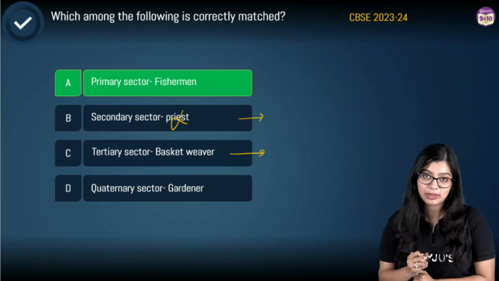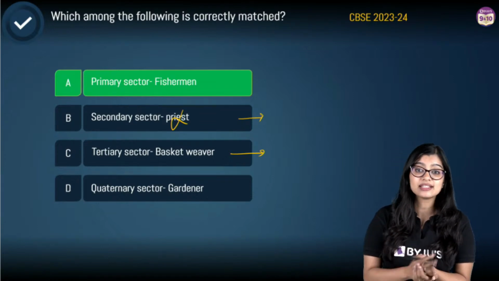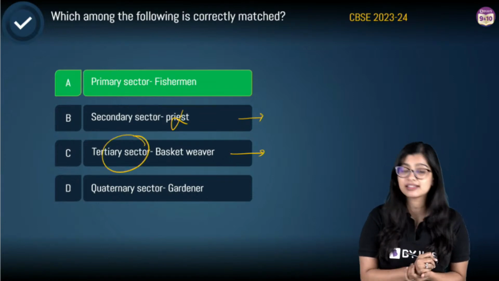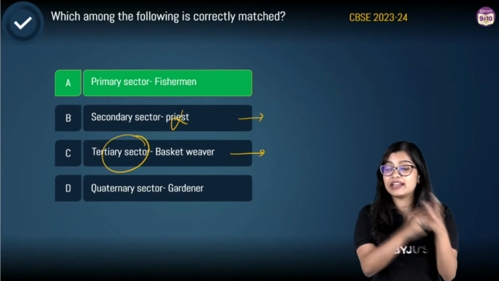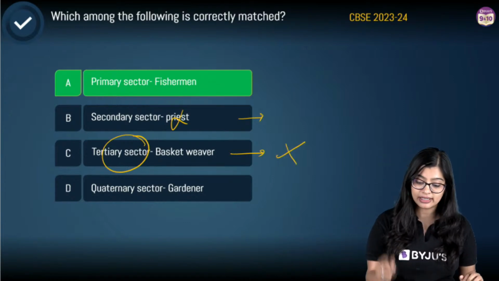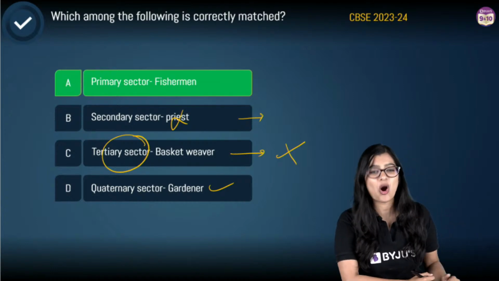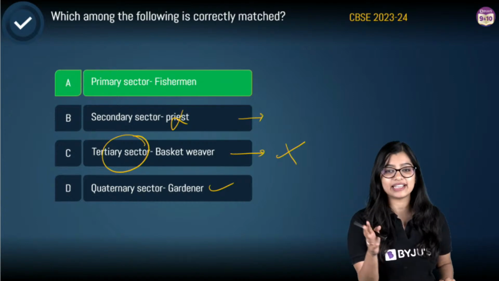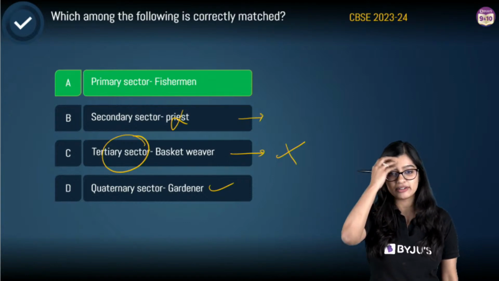Next you have basket weaver. Now a basket weaver is actually manufacturing baskets. He is using the raw materials and giving you a finished product, which is why in this case, this is also incorrect. Gardener will not be in primary, right? Quaternary, they have made, quaternary and all. It's not there. Quaternary is just some extra term that they've given to you at this point, right?